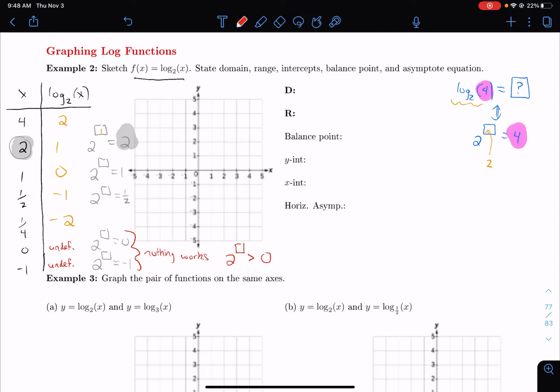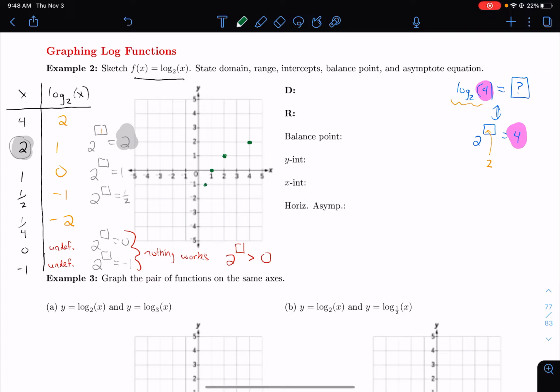Okay, so let's take the points that we do have and start to plot them in our graph. Okay, so I know that when x is 4, the output is 2, the y value is 2. When x is 2, y is 1. When x is 1, the y value is 0. And when x is 1/2, the y value is -1.